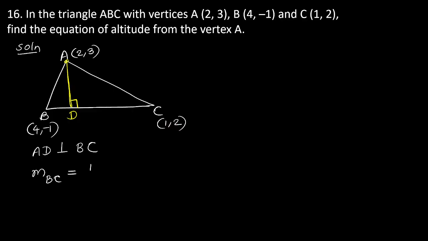Slope of BC will be y2 minus y1 by x2 minus x1. That is 2 minus (-1) divided by 1 minus 4, which is 3 by -3. If you don't understand this step, please ask. The slope of BC is -1, is that okay? Ashlyn, clear? Yes, sir. Devasri, okay, understood.